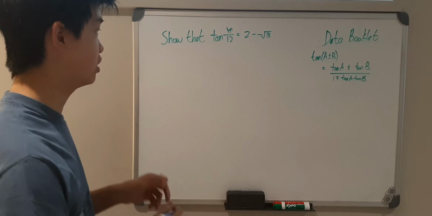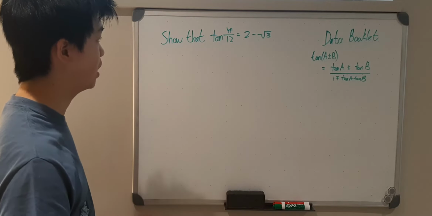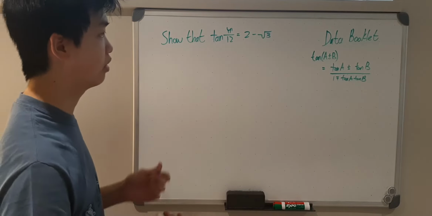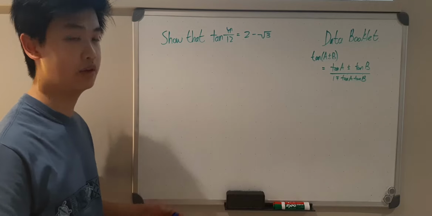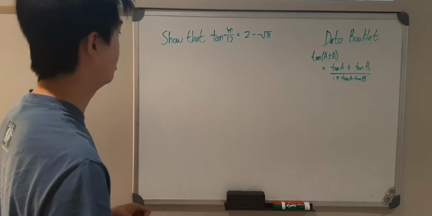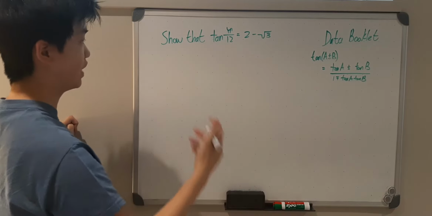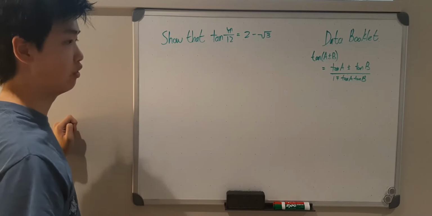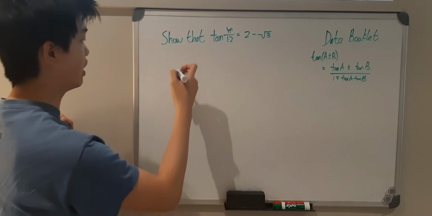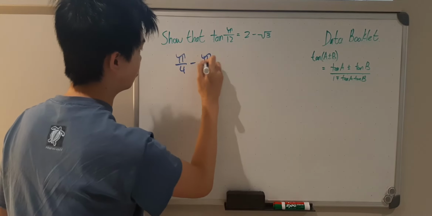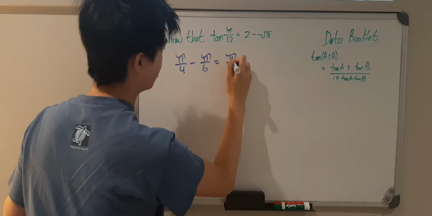Hello. So in this question, we have to show that tan pi over 12 is equal to 2 minus root 3. And we have this data booklet reference for the compound angles for tan. Okay, so we know that we have to somehow express pi over 12 as something we already know. So that would actually be pi over 4 minus pi over 6 is equal to pi over 12.